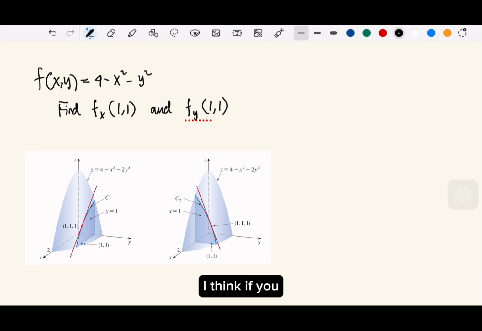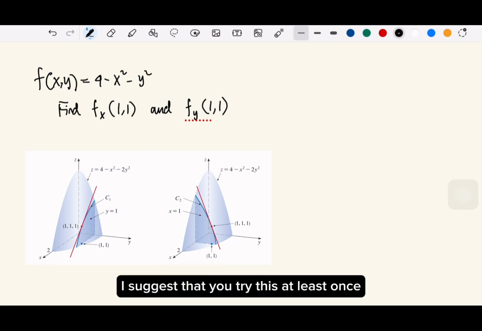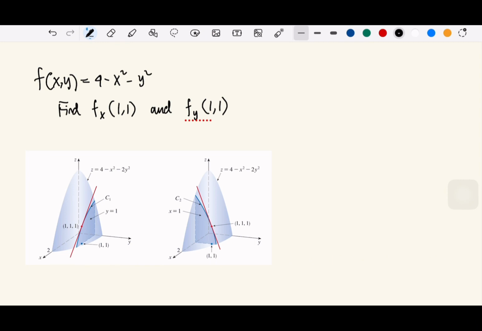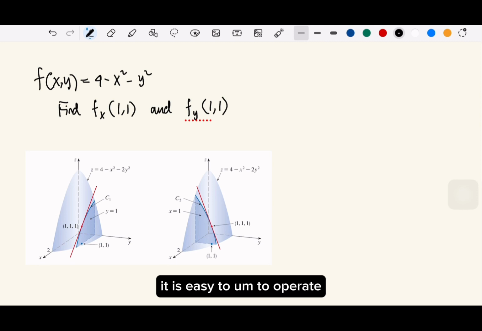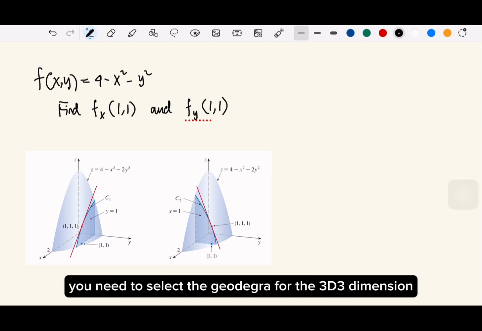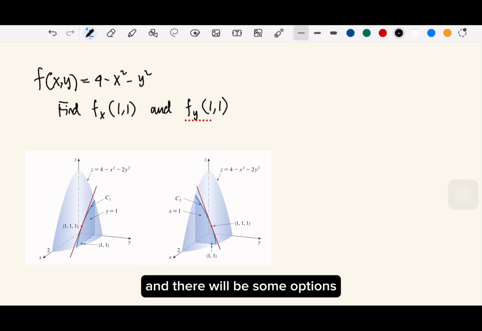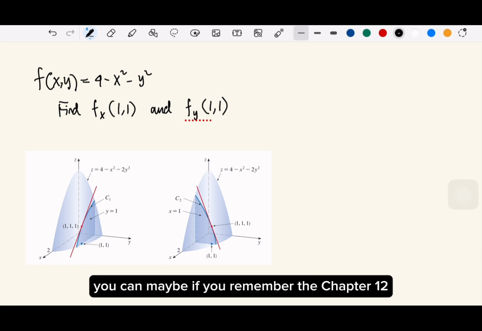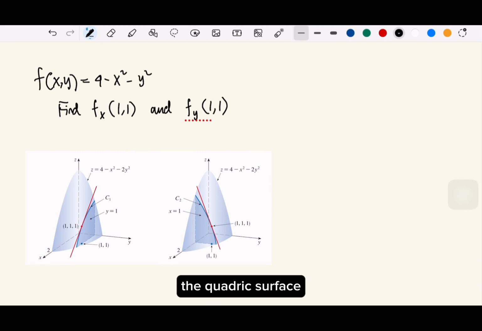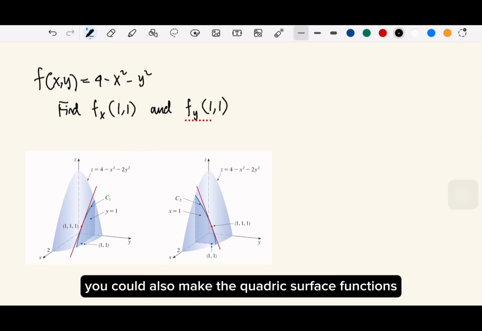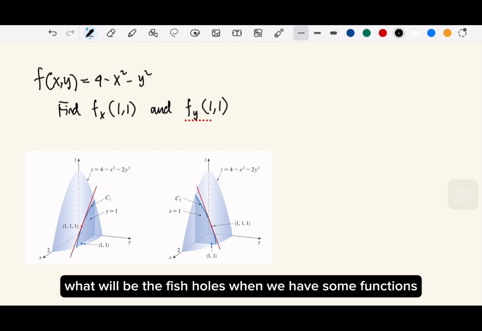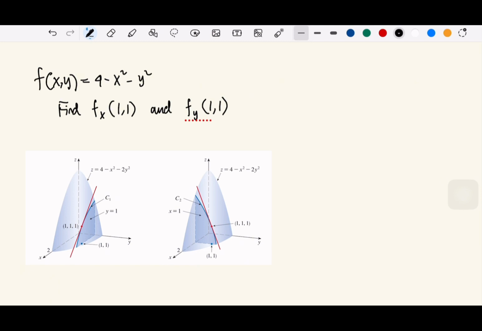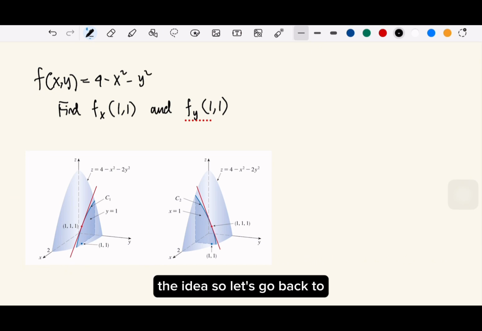And if you are familiar with the website, I suggested you try this at least once. It is easy to operate. If you want to operate the 3D, you need to select the GeoGebra for the three dimension. There will be some options. You can select the 3D. If not, the regular one is just the y-axis, and just 2 dimension. You select 3D. If you remember the chapter 12, the quadratic surface, you could also make the quadratic surface functions through this graph, and you can see the visuals. What will be the visuals when we have some functions? So that's the idea.